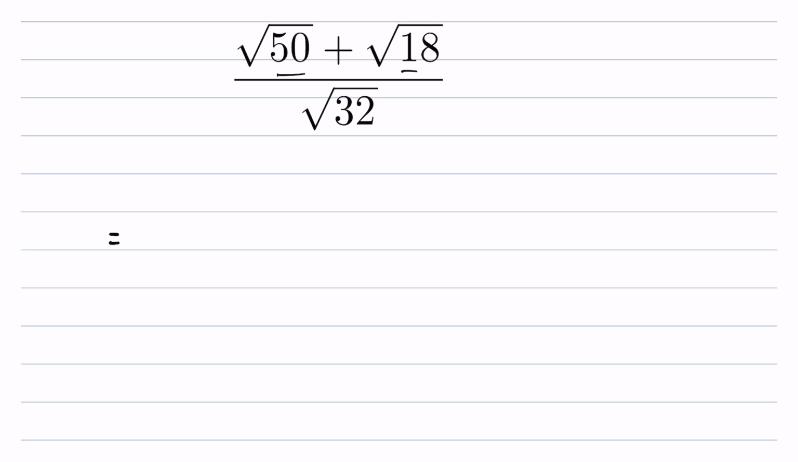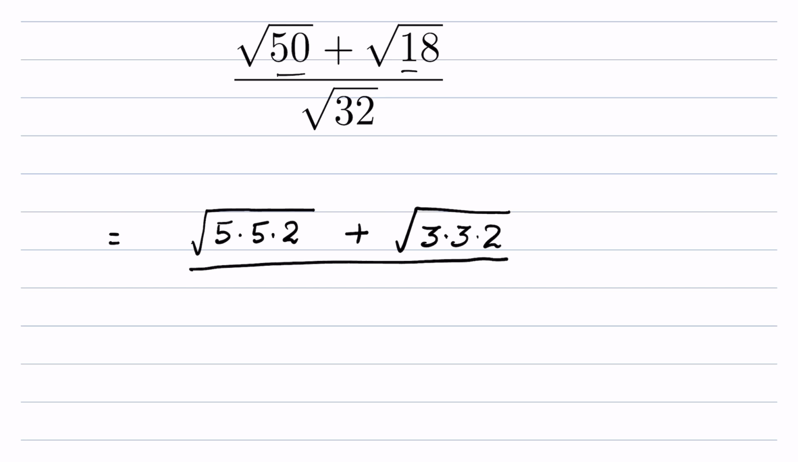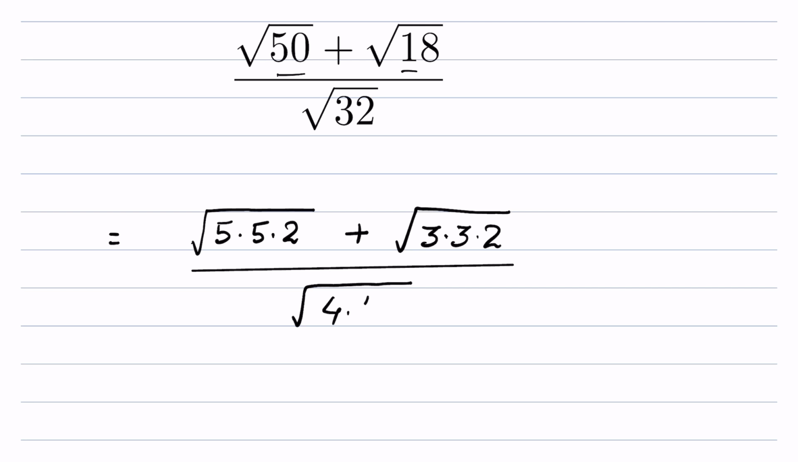Square root of 50 we can write as 5 times 5 times 2 under square root, plus square root of 18 we can write as 3 times 3 times 2. 3 times 3 is 9, times 2 is 18. Then upon square root of 32 as 4 times 4 times 2 under square root.